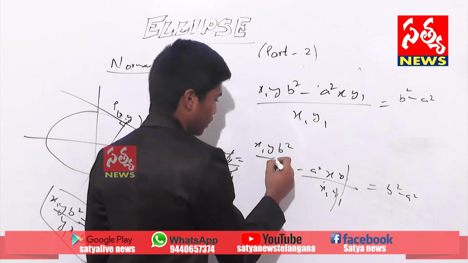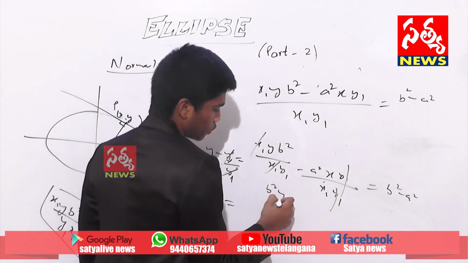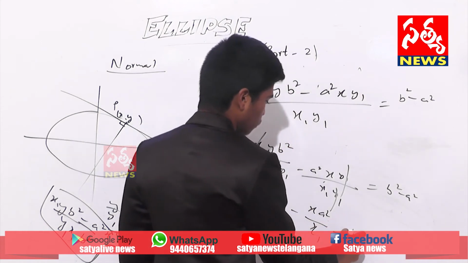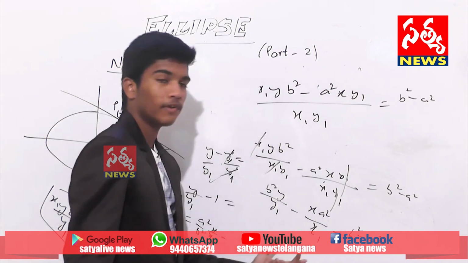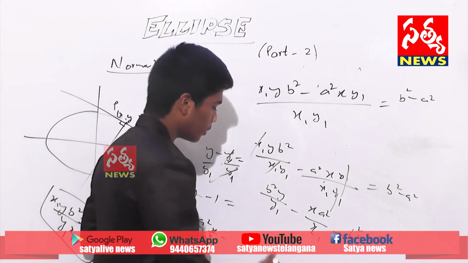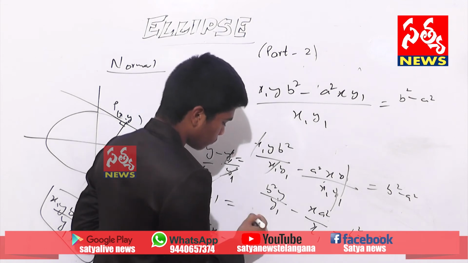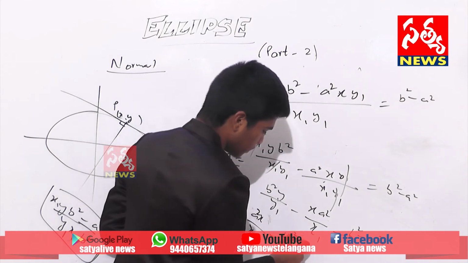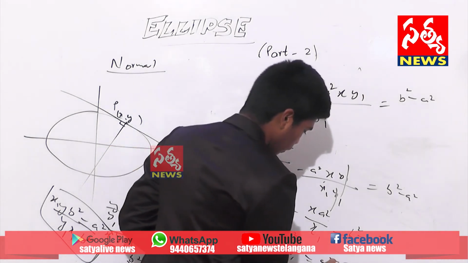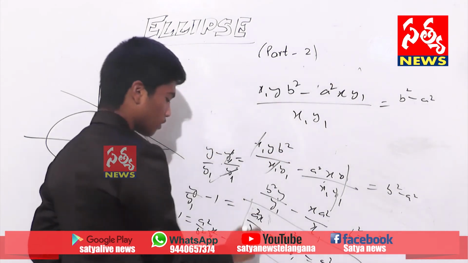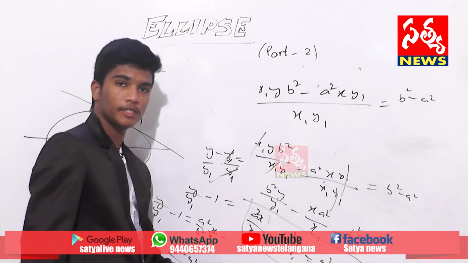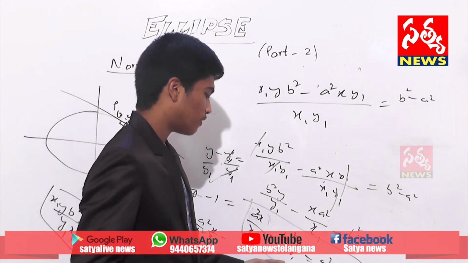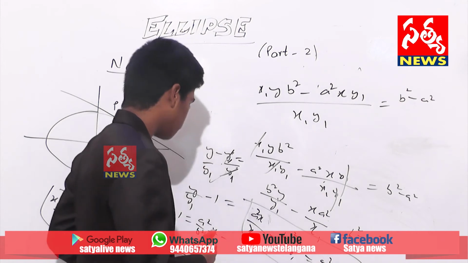Now here you can cancel y1 y1, here x1 x1: b square y by y1 minus a square x by x1 is equal to b square minus a square. For easy remembering, you can take minus common. We'll get a square x by x1 minus b square y by y1 is equal to a square minus b square. This is the point form. This is the point form of normal.